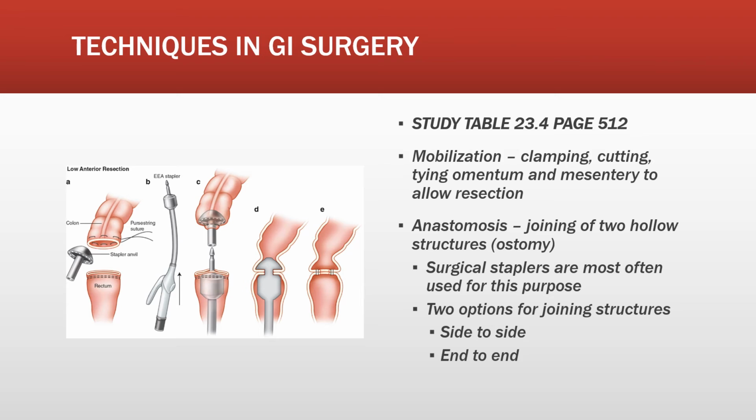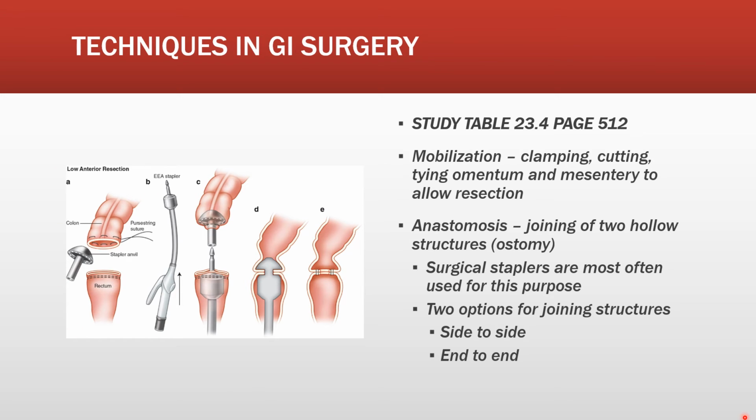Anastomosis basically means ostomy. That is the joining of two hollow structures. This is when our surgical staples are most often used. And there are two options when it comes to an anastomosis. Okay, we have the side to side, which is aligning of two linear parts. So a linear staple is needed, our GIA. And then we have the end to end, which is the joining of two ends of bowel. And that's going to require our end to end or our EEA stapler, which is what you see illustrated over here.